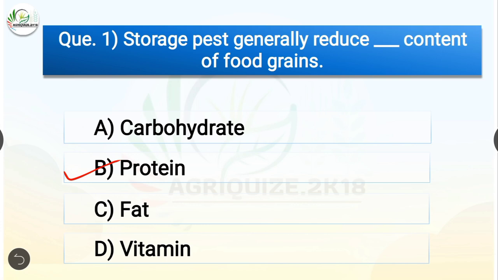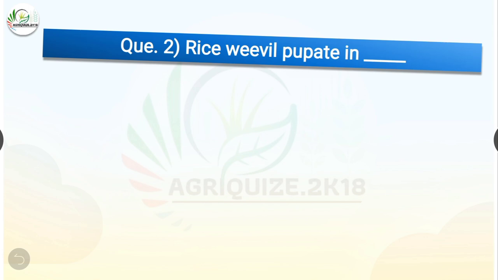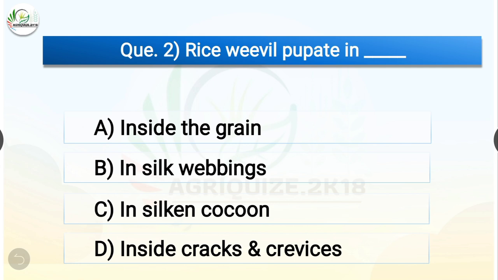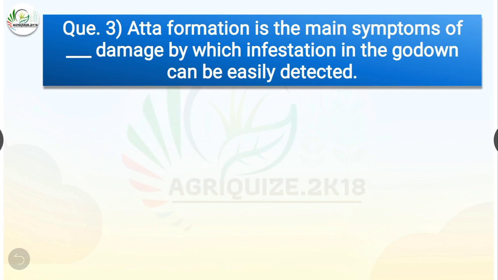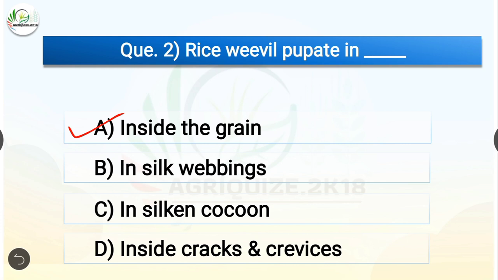Question number 2. Rice weevil pupate in dash. The options are inside the grain, in silk webbings, in silken cocoon, or inside cracks and crevices. The correct answer is option A, inside the grain. So rice weevil pupate inside the grain. The rice weevil female makes a small hole on the grain, deposits an egg. The grub feeds inside the grain, pupates there itself, and emerges through an irregular hole made on the grain.